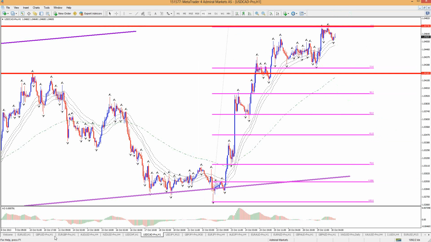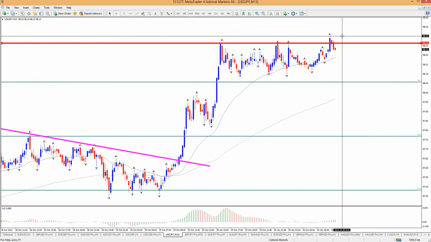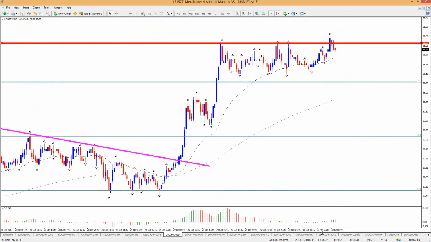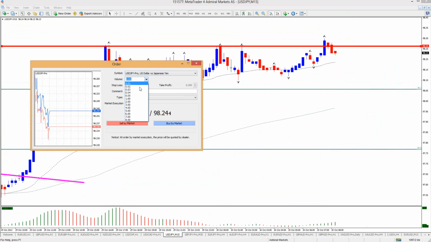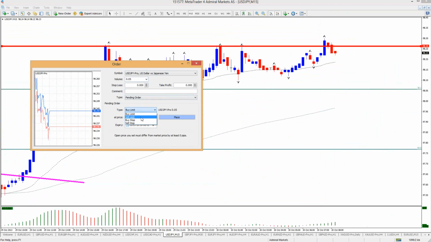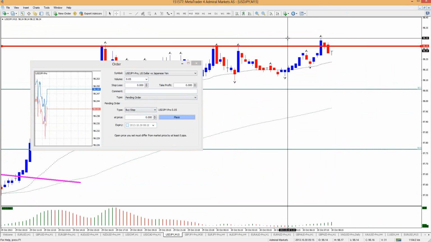So let's take a look at the yen. It's 8:15 my time. Okay, so we didn't get the break of that fractal. That's good. So I'll put an entry order above the top. The spread is very tight, as you can see, less than a pip. So that means I can go to 98.32.